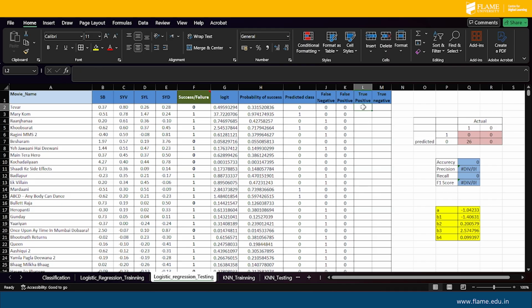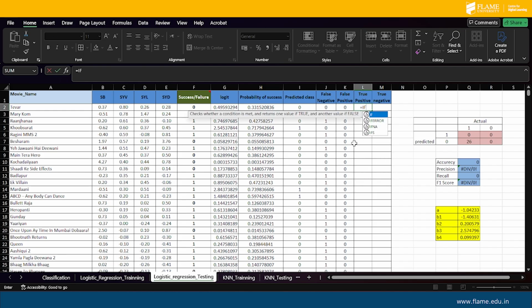So we don't have any case where it was 0 and it was falsely predicted as 1. Next is the true positive, where both cases, or positive cases, or success cases are predicted as success. So if both are equal to 2, then this is a case of true positive, and otherwise 0.